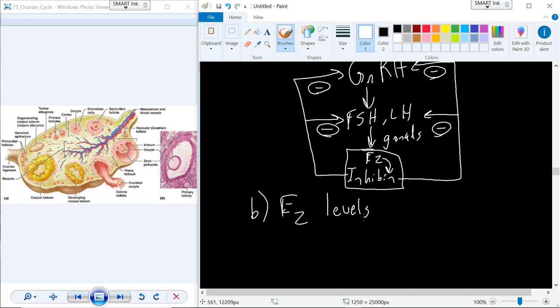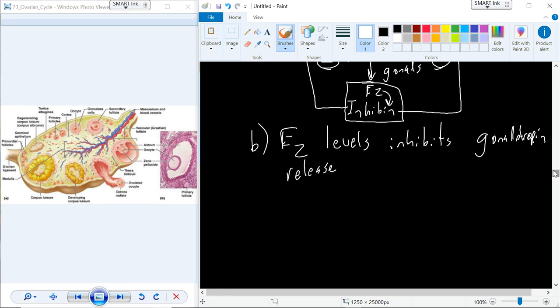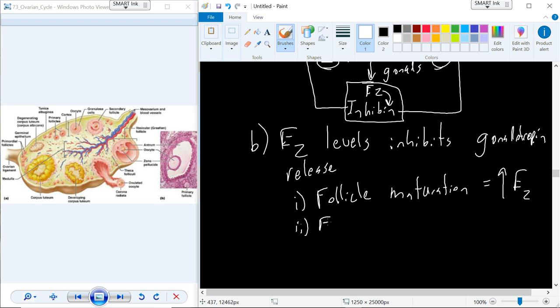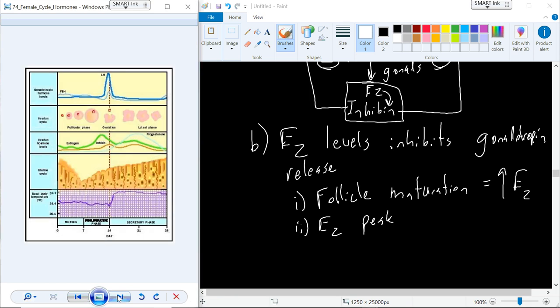So when estrogen levels are high, estrogen inhibits gonadotropin release. When estrogen levels are high, estrogen inhibits gonadotropin release. It's follicle maturation, probably through the two-cell theory of estrogen production, development of thecal cells, development of granulosa cells, that increases estrogen levels. So as the follicle matures, we eventually have an estradiol peak that forms. Okay. So this is this image here.